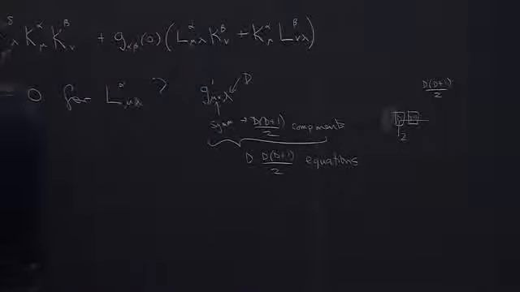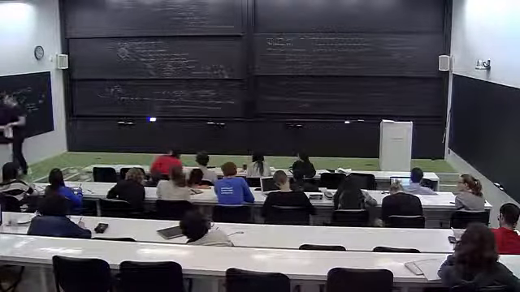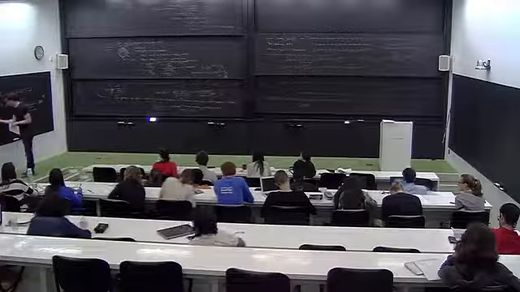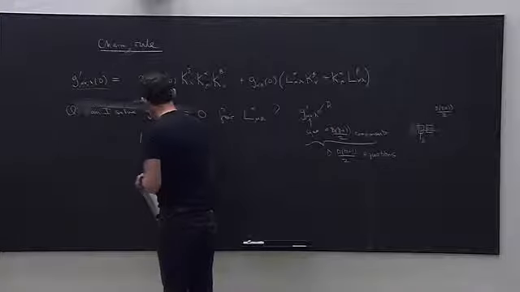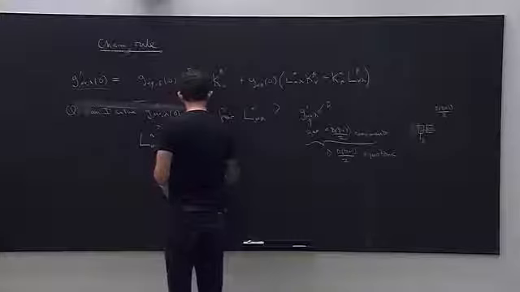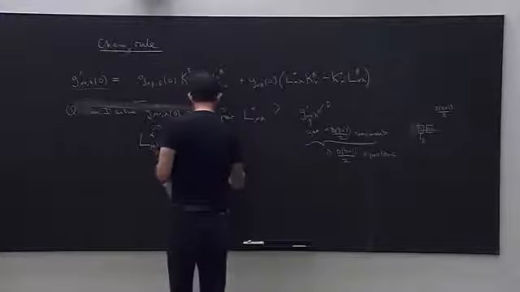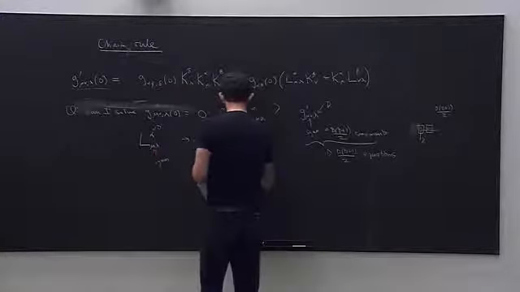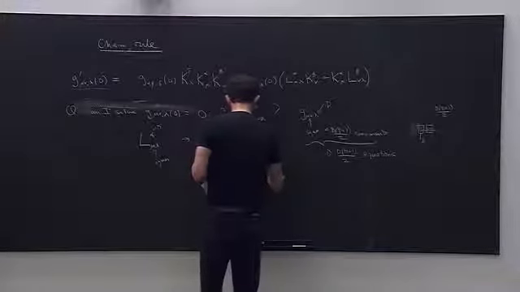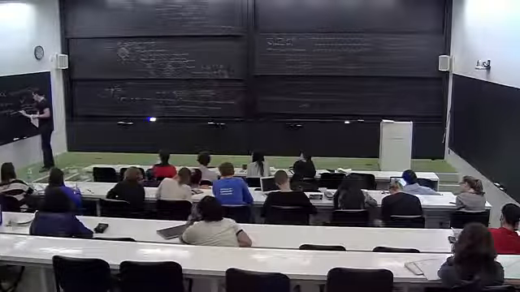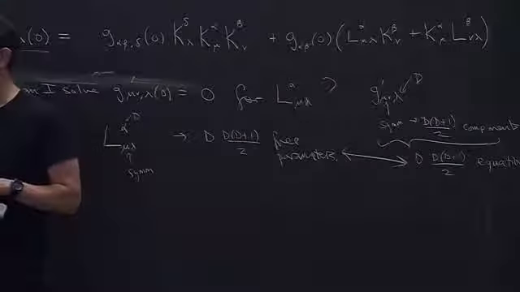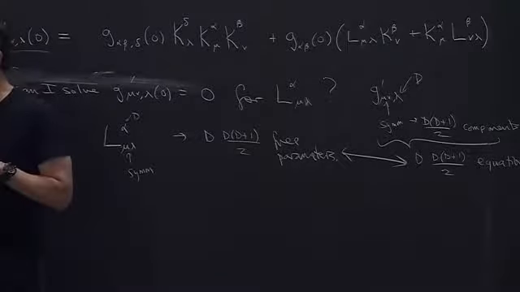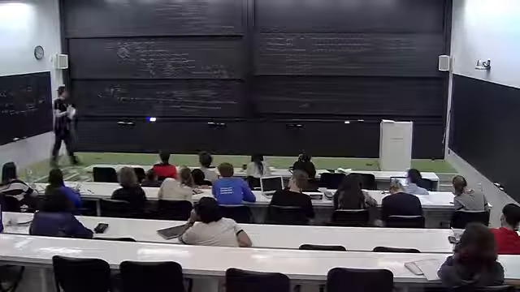Now L. How many components of L? Well, L is symmetric under mu and lambda. So this is symmetric, and the other index takes D values. So we obviously get D times D plus 1 over 2 free parameters. So we have exactly the same number of parameters as the number of equations. Sounds great. Generically, you can solve and fix all of them.